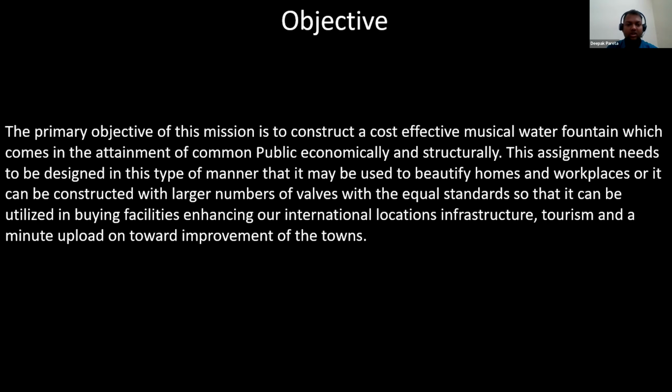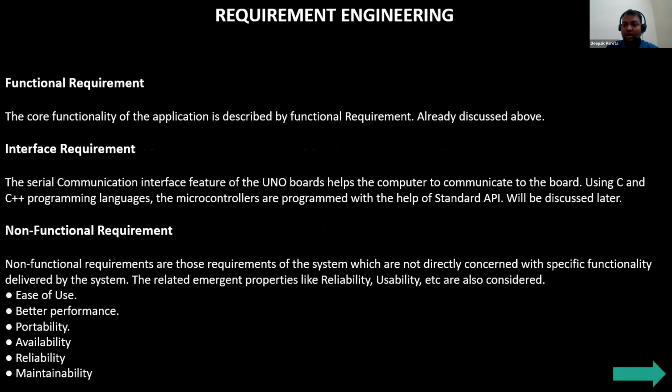Okay, so coming to our requirement engineering. First of all are the functional requirements. These constitute the core functionalities that we have already discussed earlier. Then we have the interface requirements. The serial communication interface was the Uno board, that is, we have a chip called Arduino Uno. And for the coding of that chip, we have another notebook called the Uno notebook.